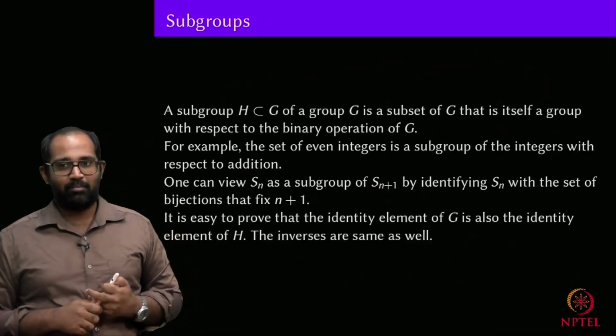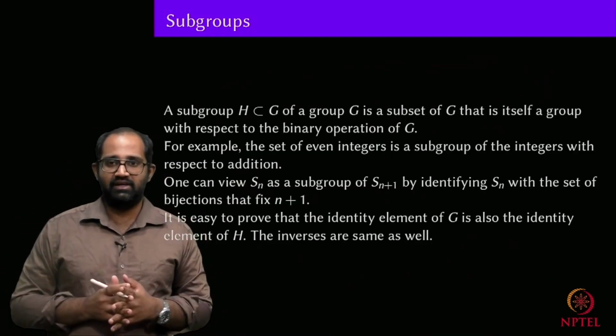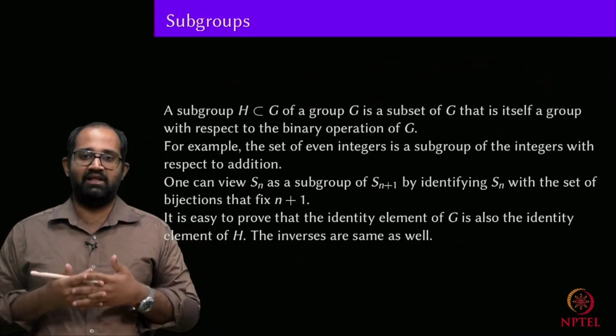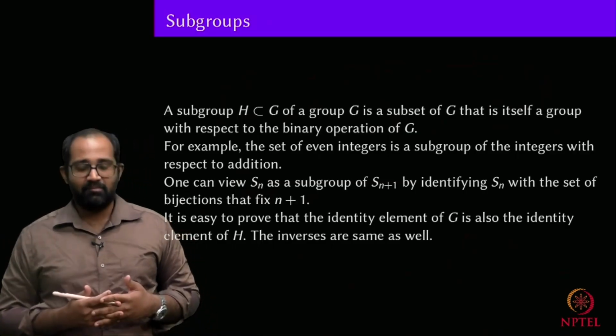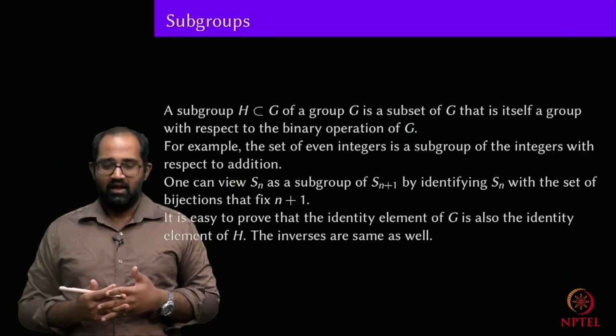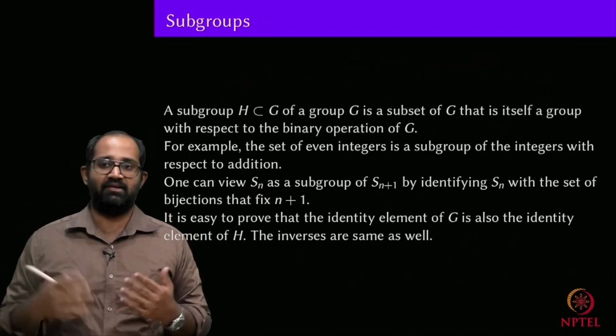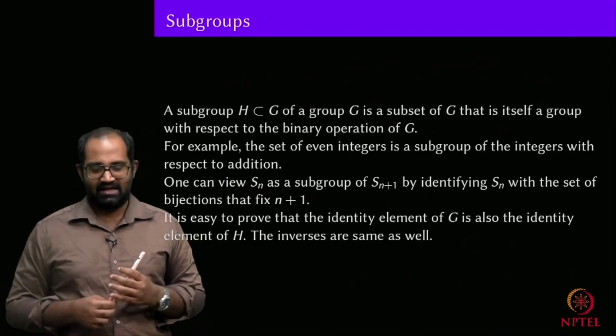You can easily prove that the identity element of G is the identity element of H. That means any subgroup must contain the original identity. In a similar way, inverses are the same as well. You cannot have an element A in H whose inverse is not the same as A inverse coming from G. That cannot happen.